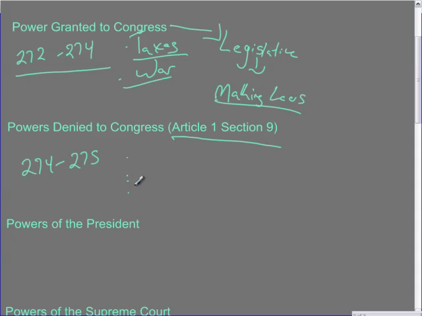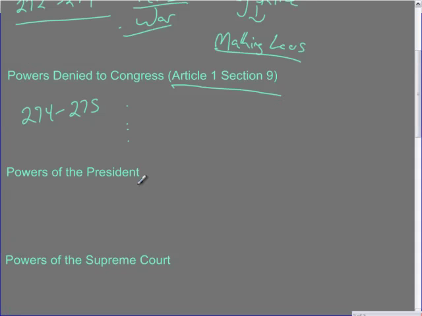They can't put titles of nobility on people like kings or queens. They can't take away habeas corpus, or make ex post facto laws, which we talked about, after-the-fact laws where they say something's illegal and you did it yesterday. Well, you can't be punished for something that wasn't illegal yesterday. Not that you didn't know it, but just that it wasn't illegal. You can't be punished like that. So look over that list of things that they can't do and know a general idea of that kind of stuff. Moving on to powers of the president.